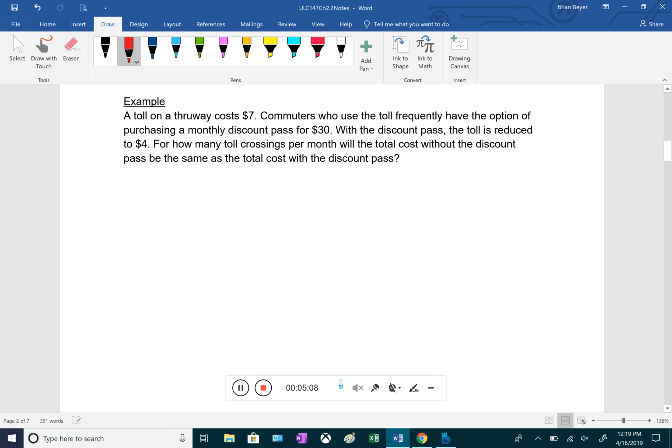Okay, so here let's let x equal the number of toll crossings. And that's going to be toll crossings per month. So we want to come up with an equation where one side of the equation is without the discount and the other side is with the discount. So if we want to do it without the discount, the toll cost is $7. So that means every time they cross the toll, $7. So it's going to be 7x.